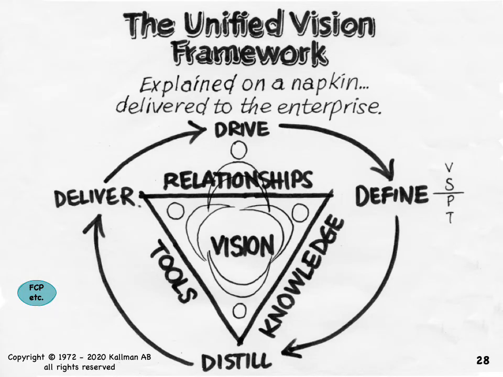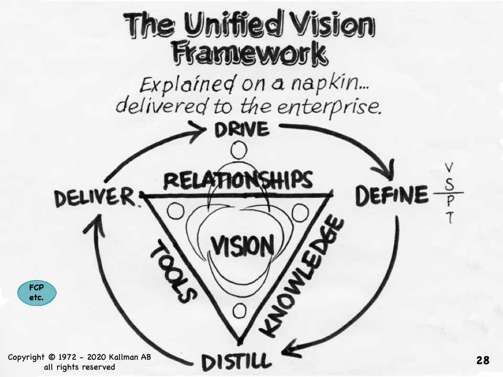And that's actually what we did. We took the Unified Vision framework that we use in Flow, which is a combination of this triangle with vision in the middle, the 4D model, and the VSPT model. This captures a good portion of our framework. And we had this printed up on napkins, and we've actually passed those out in the past as sort of a fun thing for people to look at and go, oh, yeah, it is that simple. Explained on a napkin and delivered to the enterprise.